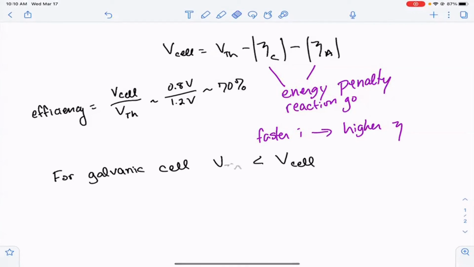Oh, sorry about that. The cell voltage, little mistake there. The cell voltage is always less than the thermodynamic voltage. So again, right, thermo gives us the maximum possible work that could be achieved. And this is what we really get. And actually the difference in energy there, right?